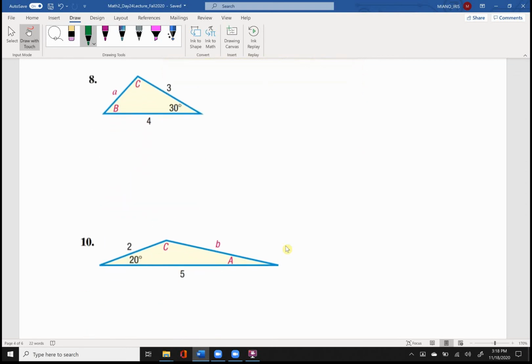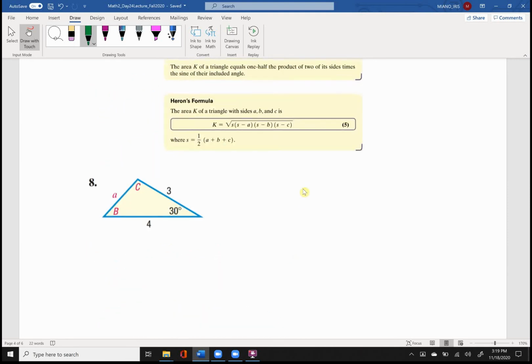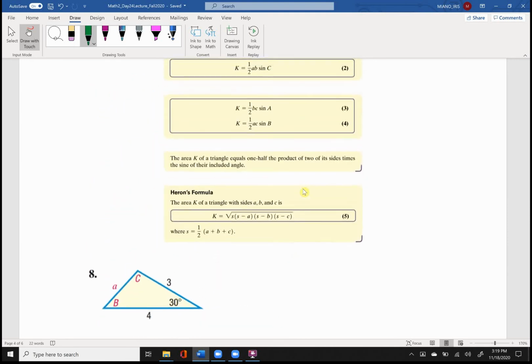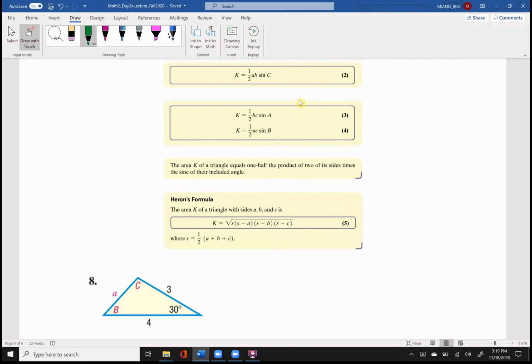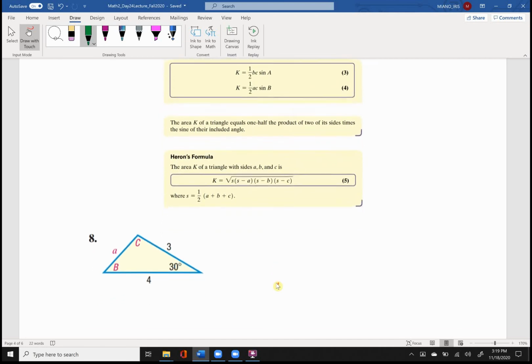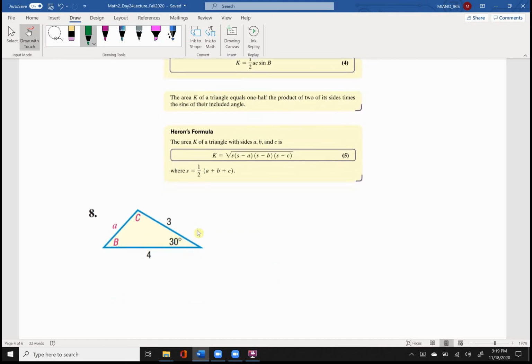Okay, so let's practice using these formulas. Here is our first triangle. Notice that we have 2 side lengths given and an included angle, so it's perfect for one of these 3 versions of the area of a triangle formula given a SAS triangle, so to speak, a side angle side.